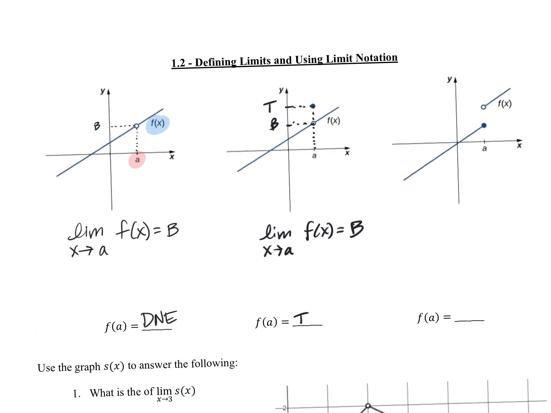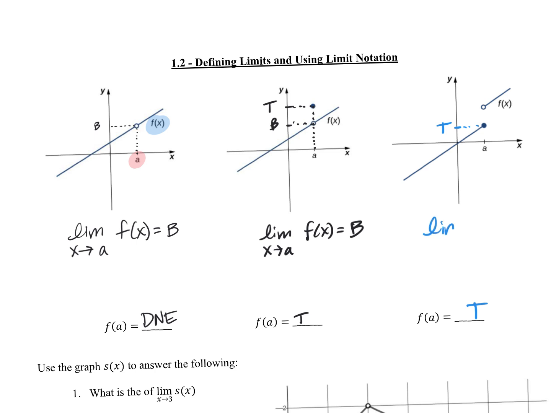On the third one, does f of a exist? Is there a point where a is? Yeah. What do we want to say this point is? f of a is, should we go T again? T for Tatum. f of a is still T.